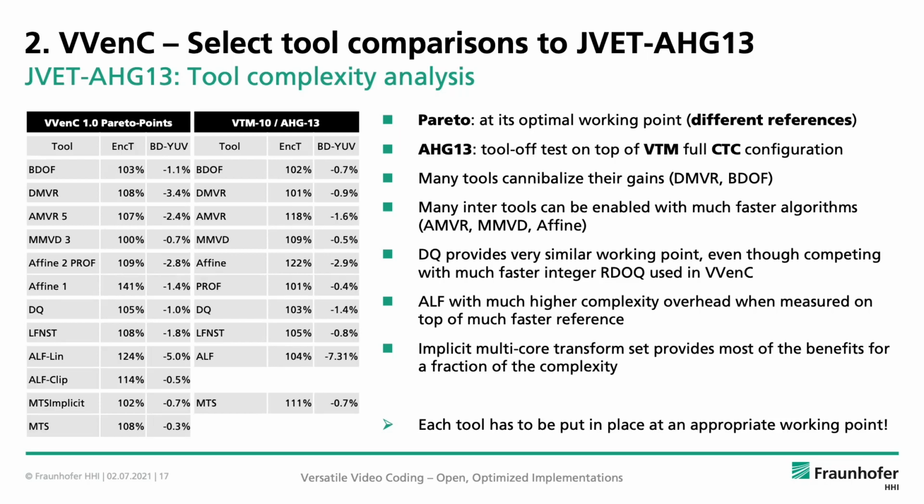So let's start with the inter tools, BDOF, the MVR. As you can see in VVenC at the optimal working points, they have much larger gains. Of course, larger runtime because the baseline is much faster, but the trade-offs are better. This is because those tools, they cannibalize their gains a little bit. Further, for some inter tools that do have per block signaling, like AMVR, MMVD, Affine, we were able to take most of the tools at a much smaller runtime by improving the algorithm.